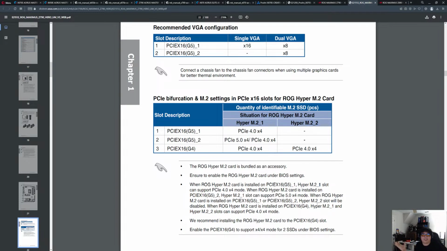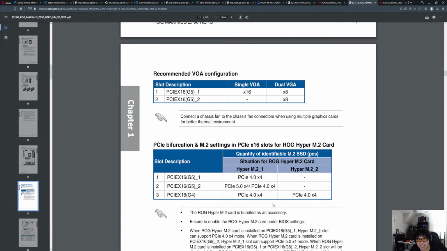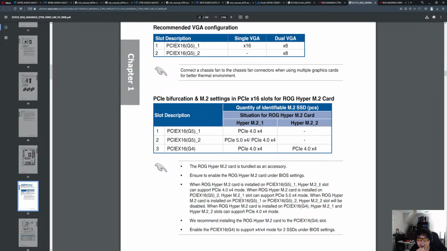In the sense that the only way to do Gen 5 is to peel lanes away from the GPU. So that's the only way you can get it to work. That is a really strange Hyper M.2 card. I don't understand why it disables the secondary one when it's in the top slot, because the expansion card itself is physically wired for 8 lanes. So why does it turn off half of it when it's in an X16 slot, which clearly has enough lanes?